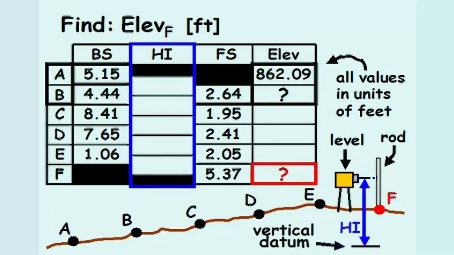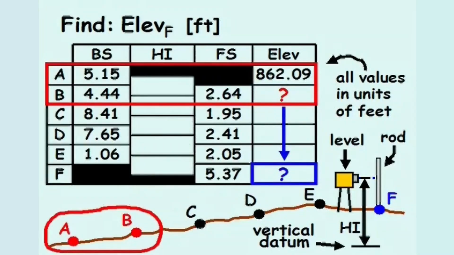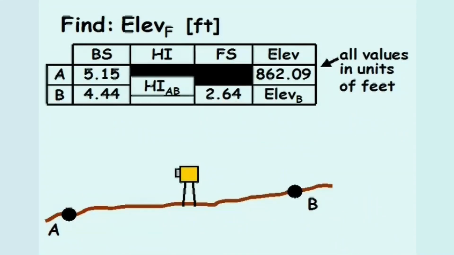Before we can find the elevation at point F, we first have to find the elevation at point B, and then we'll work our way down to point F, one point at a time. If we take a closer look at points A and B, we can better understand the leveling procedure.